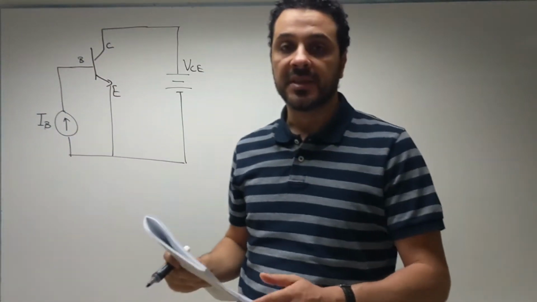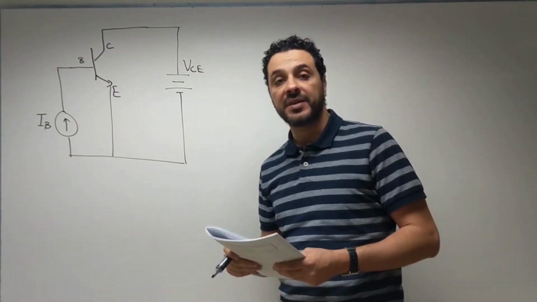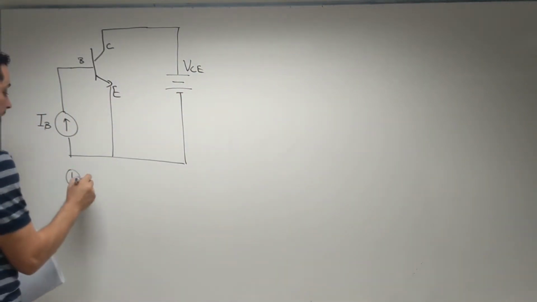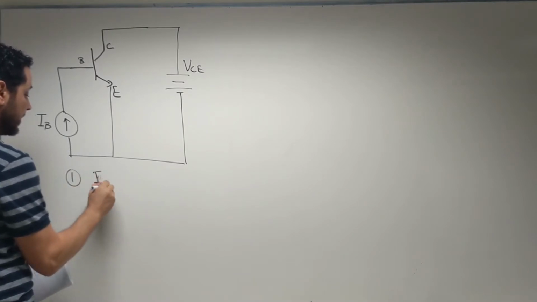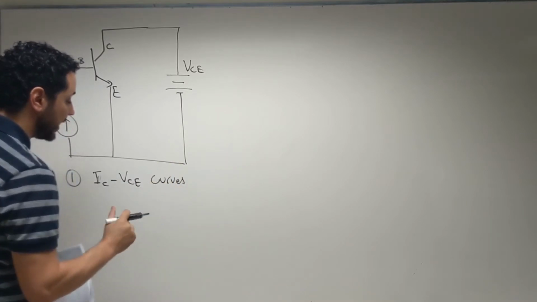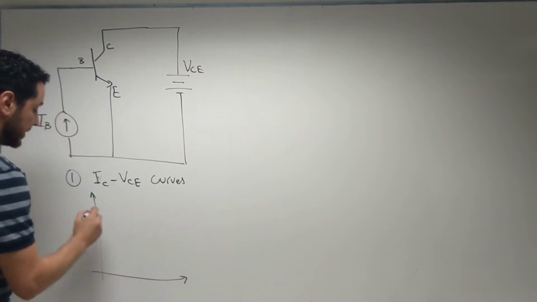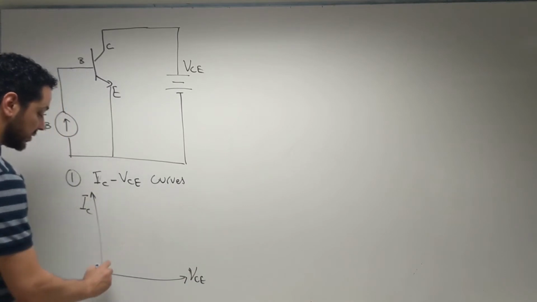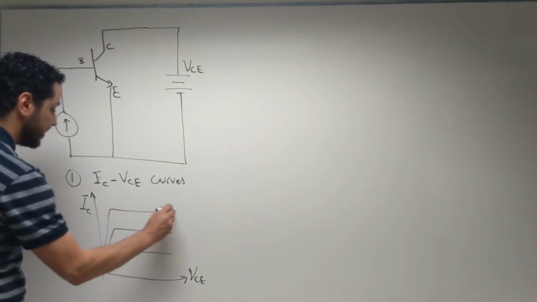We have 3 steps in this experiment. The first step, step number 1, is to plot the IC VCE curves. In order to obtain these curves, which are supposed to look like this, eventually after we simulate, we are supposed to get curves like this for different values of I base.